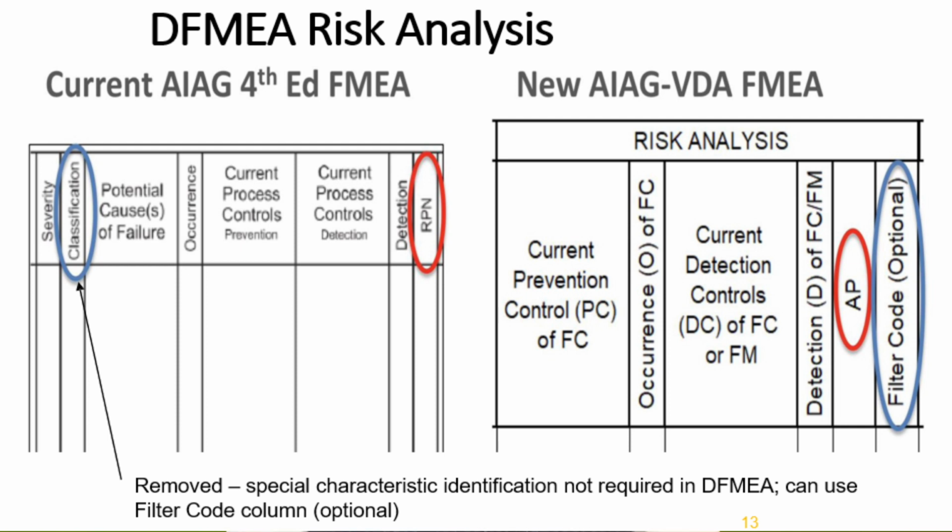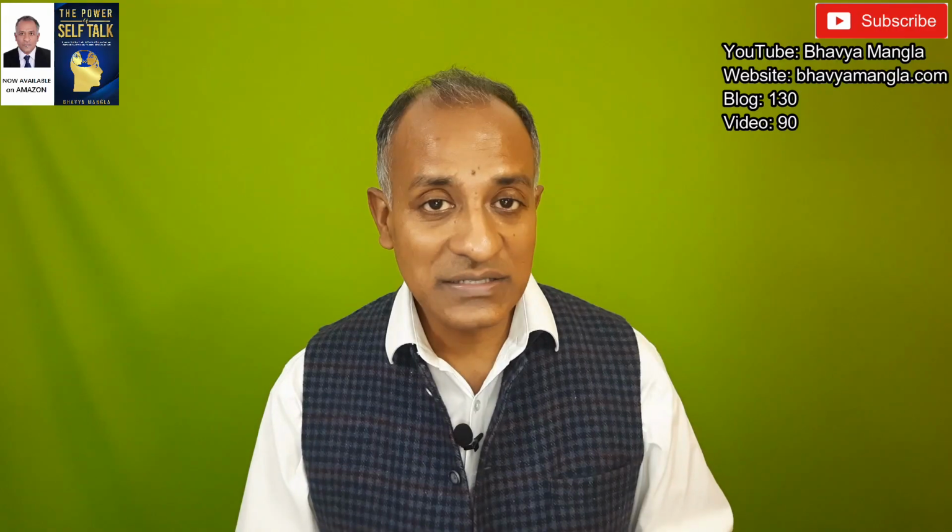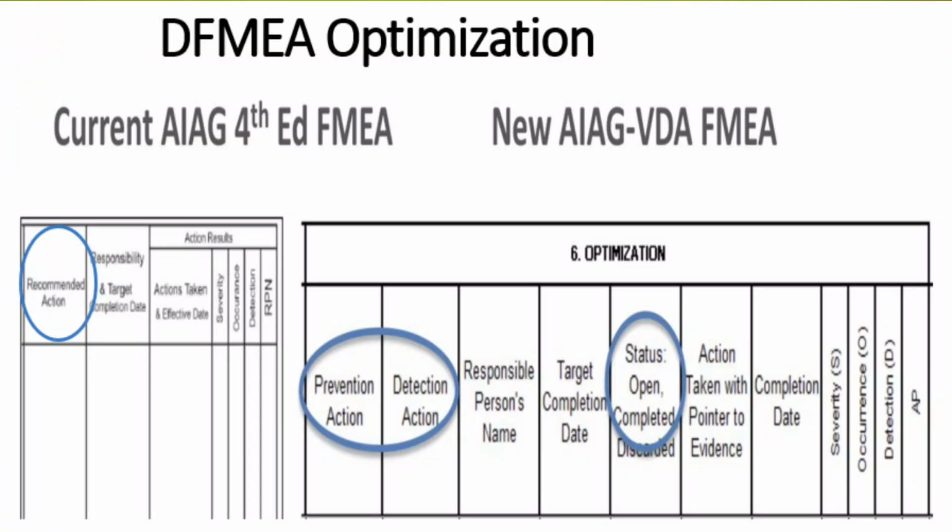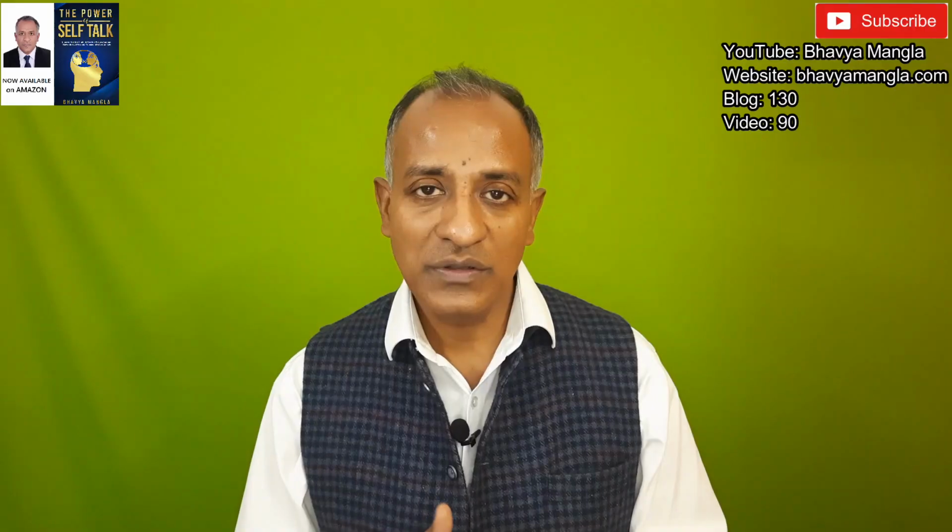And then in DFMEA, earlier there used to be a column with respect to classification, which now they made optional in the name of filter code. With respect to process FMEA, the classification is there and still it is there, and RPN has changed to action priority number. And last, step number 6, which is optimization. So earlier they used a word, recommended action. Now it is bifurcated into two parts, that is preventive action and detection action, whatever we are proposing. And they have added one more column that is talking about the status of the actions that have been proposed, whether they are open, whether they are closed, what is the present status. We need to specify more about that.